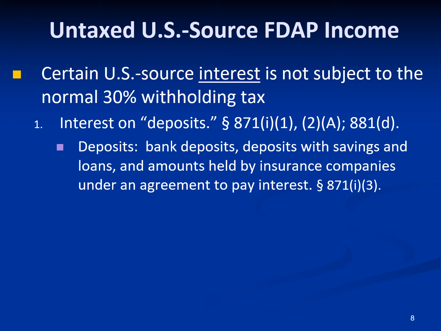interest on deposits. We see this rule in section 871(i)(1) and section 871(i)(2)(A) and section 881(d). The term deposit is defined in section 871(i)(3). Basically, the interest that is exempt from tax is interest on bank deposits, deposits with savings and loans, and insurance companies. The exemption is designed to encourage foreign investment in U.S. banking institutions and U.S. insurance companies.